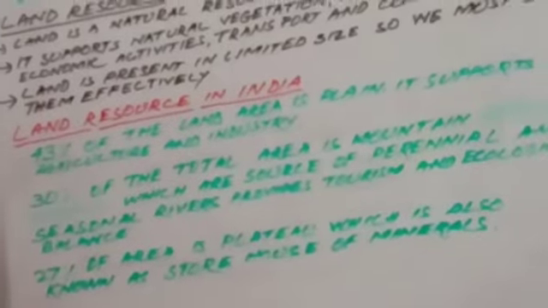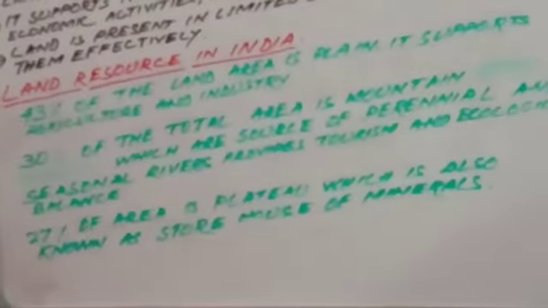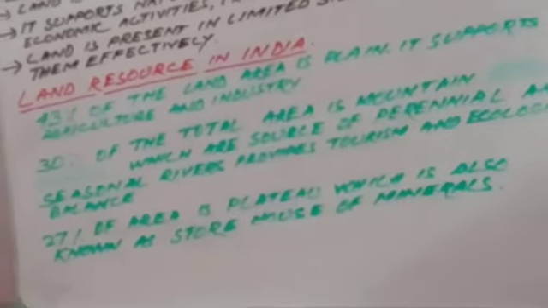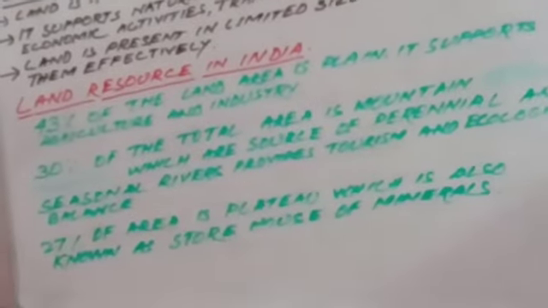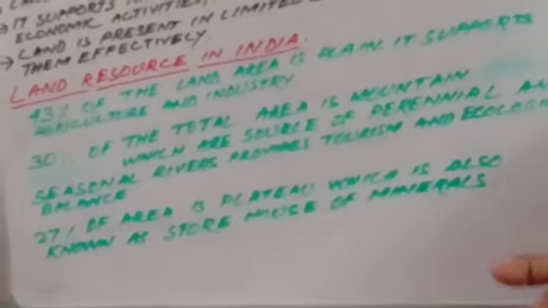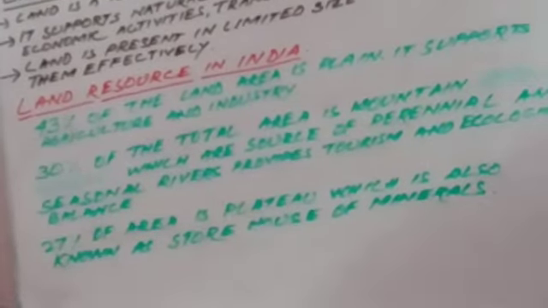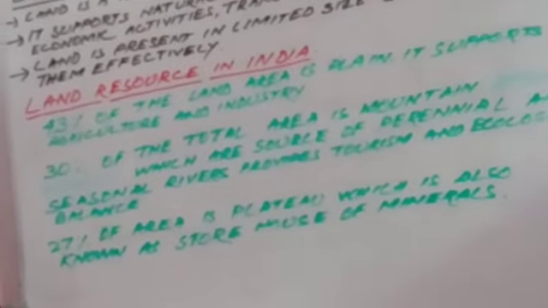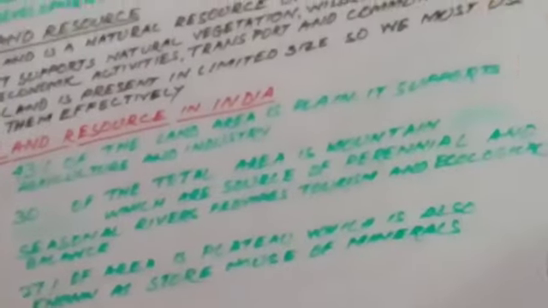So 43 and 30% is your 73%, left is 27%, and the 27% area is plateau. This 27% area plateau includes the Deccan Plateau, the Malwa Plateau, the Baghelkhand, Bundelkhand, the Chota Nagpur Plateau. All these regions, the central and south central part of India includes this plateau region. And this plateau region, you know, it is the storehouse of minerals. Most of the minerals that are found in India are found in the plateau region. They are neither found in the mountains nor in the plains.